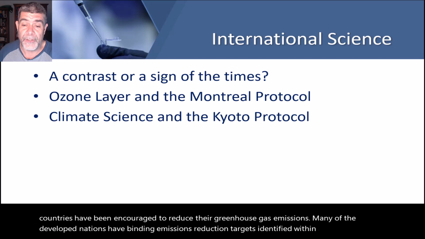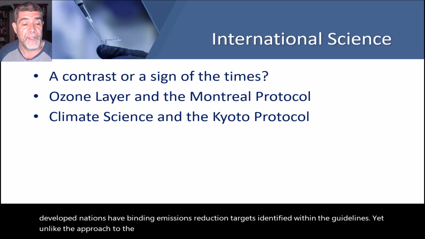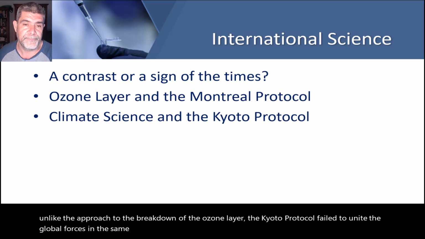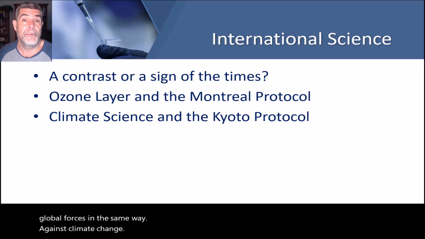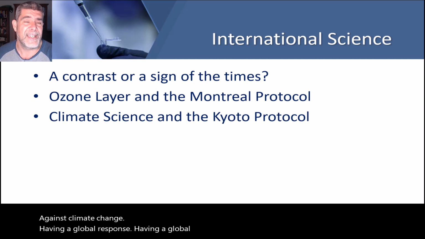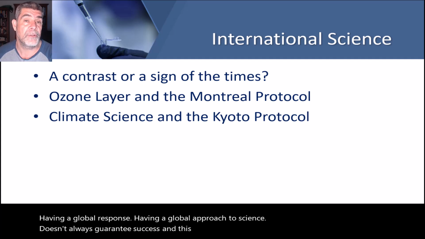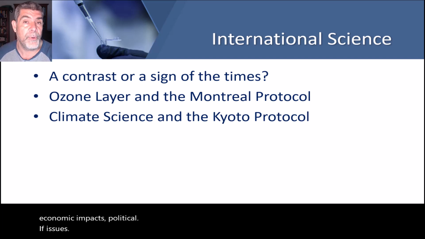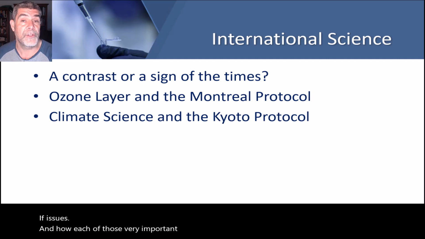Yet unlike the approach to the breakdown of the ozone layer, the Kyoto Protocol failed to unite the global forces in the same way against climate change. Having a global response, having a global approach to science doesn't always guarantee success. And this is one of the reasons why we've needed to look at economic impacts, political issues, and how each of those very important forces can impact on the sort of science that is done and the response to it.